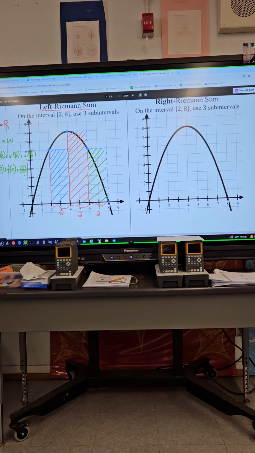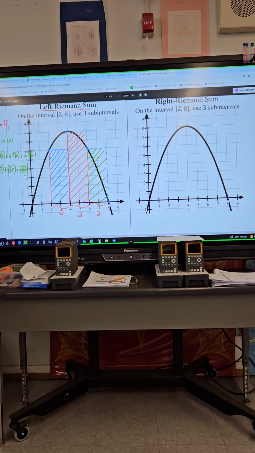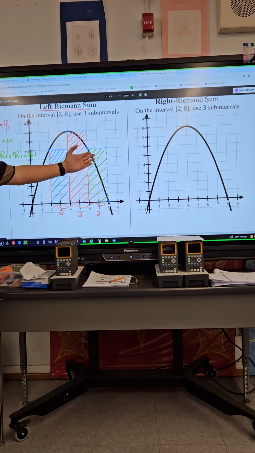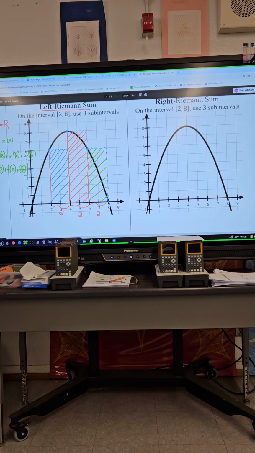Okay, so because we are approximating the area on a particular interval from 2 to 8, this is very important. You don't have to write an equal sign, but an approximation sign. You're going to approximate. Why? Because right here, this is overlapping.